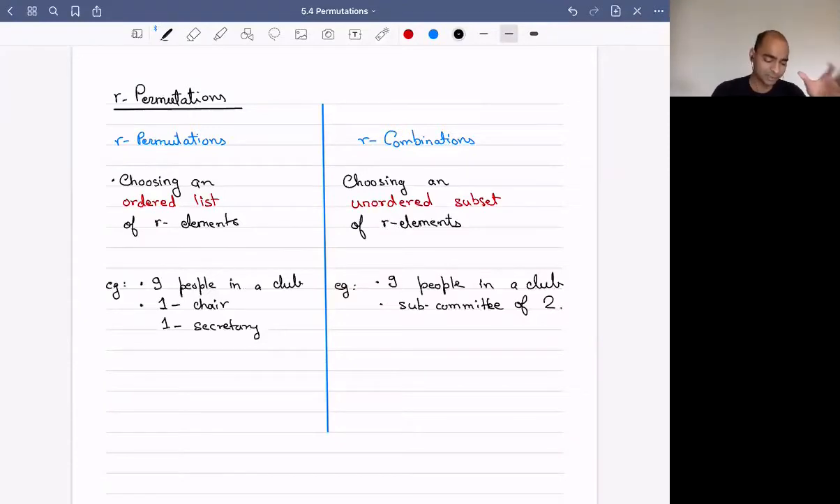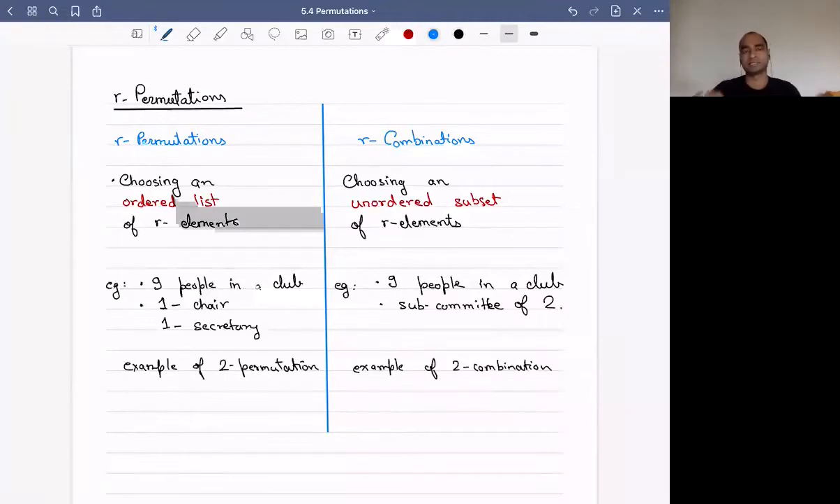What is permutations? Permutations is the number of ways of choosing an ordered list of R elements from a larger set. And combinations is about choosing an unordered subset of R elements. So in the first case of permutations, the order matters, but in the case of combinations, the order does not matter. Let me start with a concrete example to explain this further.